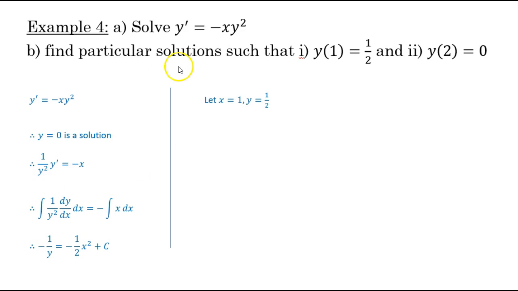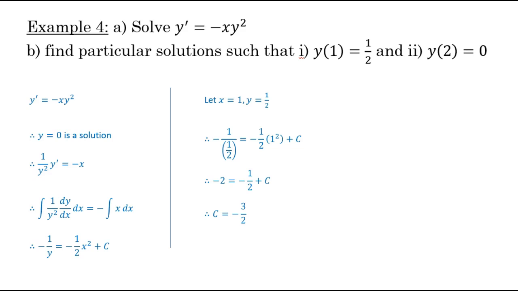So here we are, our first particular solution. From the general solution here, now I'm going to let x equal 1 and y equal 1/2. Substituting those in, I get negative 1 over 1/2, which is negative 2 (dividing by a fraction, multiplying by its reciprocal), equals negative half times 1 squared plus some constant. So I get negative 2 equals negative half plus some constant. That means that my constant is negative 1.5, or negative 3 over 2.